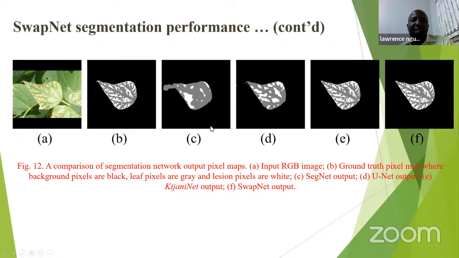In terms of the qualitative output, we can see it here, comparing Subnet at the extreme right to Kijaninet in part E, UNet in part D, Segnet in part C, and part B is the ground truth. We find that both Kijaninet and Subnet are very good approximations of the ground truth, but Subnet becomes superior because of the lower storage and memory requirements.